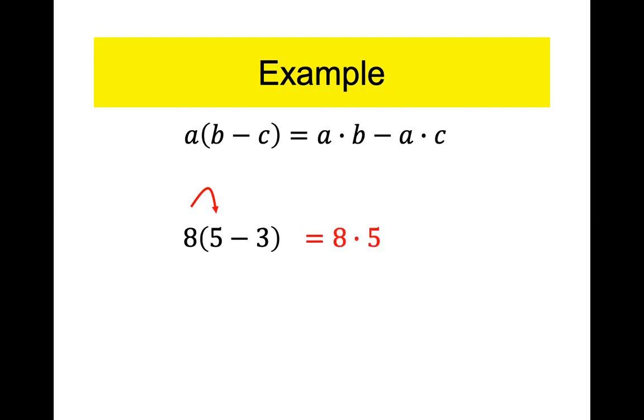Minus this time. Why? Because there's a minus right here. Okay. The second arrow, what am I multiplying? 8 times 3. Now let's do the math. 8 times 5? 40. 8 times 3? 24. With a subtraction in between.